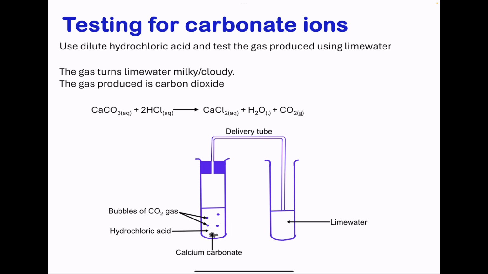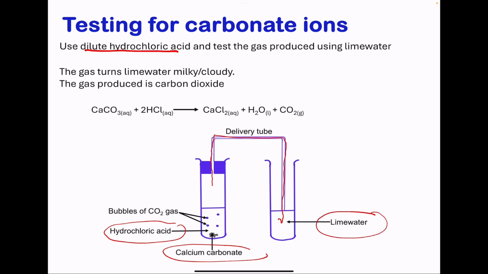Lastly, we test for carbonate ions. To test for carbonate ions, we will use dilute hydrochloric acid. So to the sample suspected to be a carbonate, we will add hydrochloric acid. The gas coming off is going to be tested using lime water. Like we see, it's going to be delivered in the delivery tube to the lime water. And if the lime water turns milky or cloudy, that is confirmation that the gas was carbon dioxide and therefore it was coming from a carbonate.